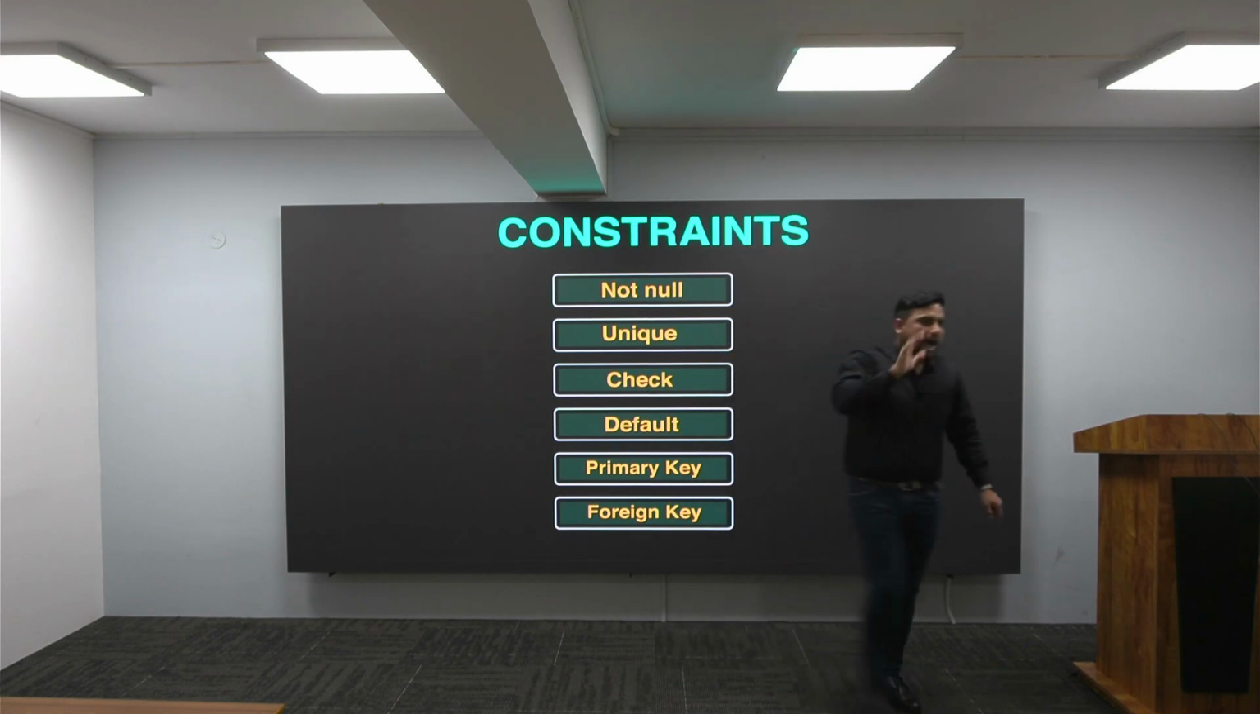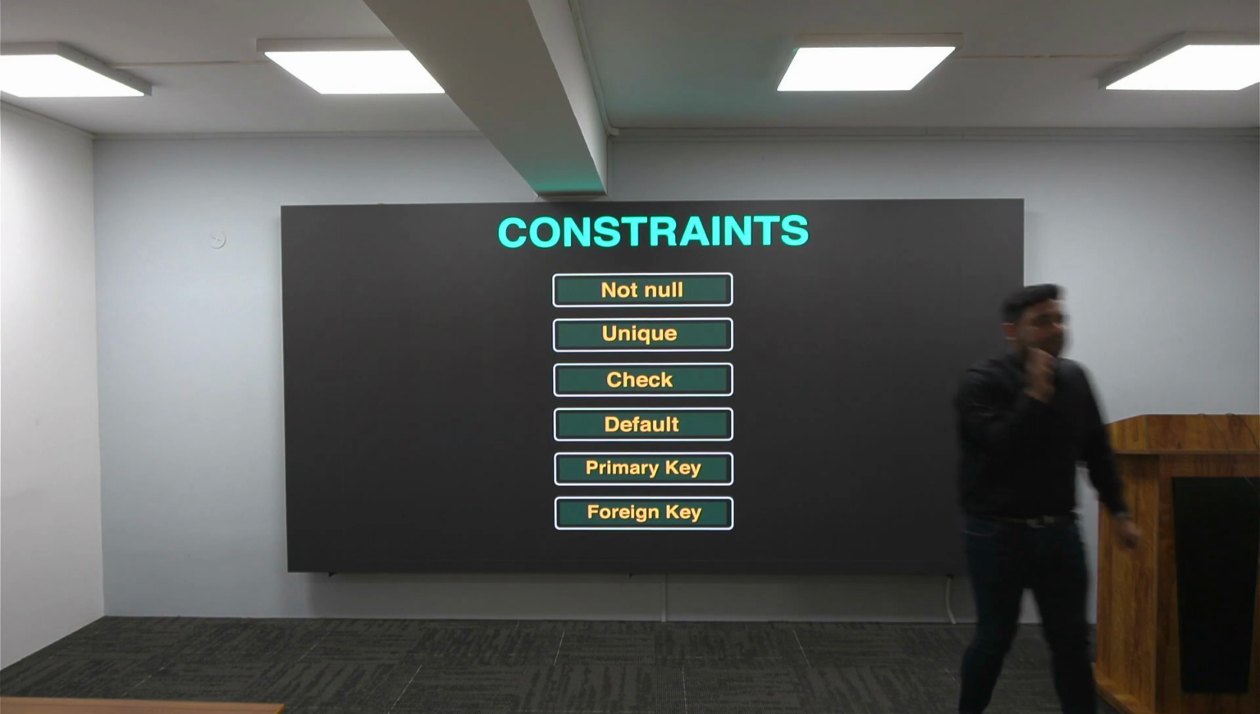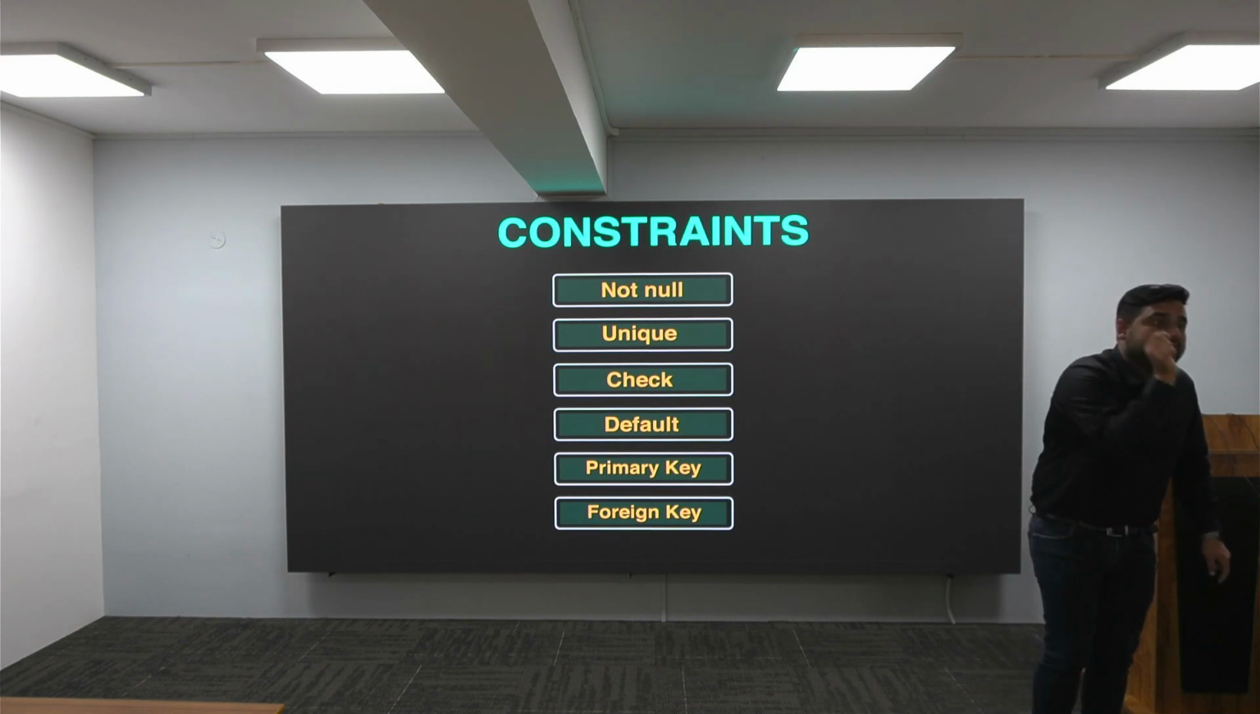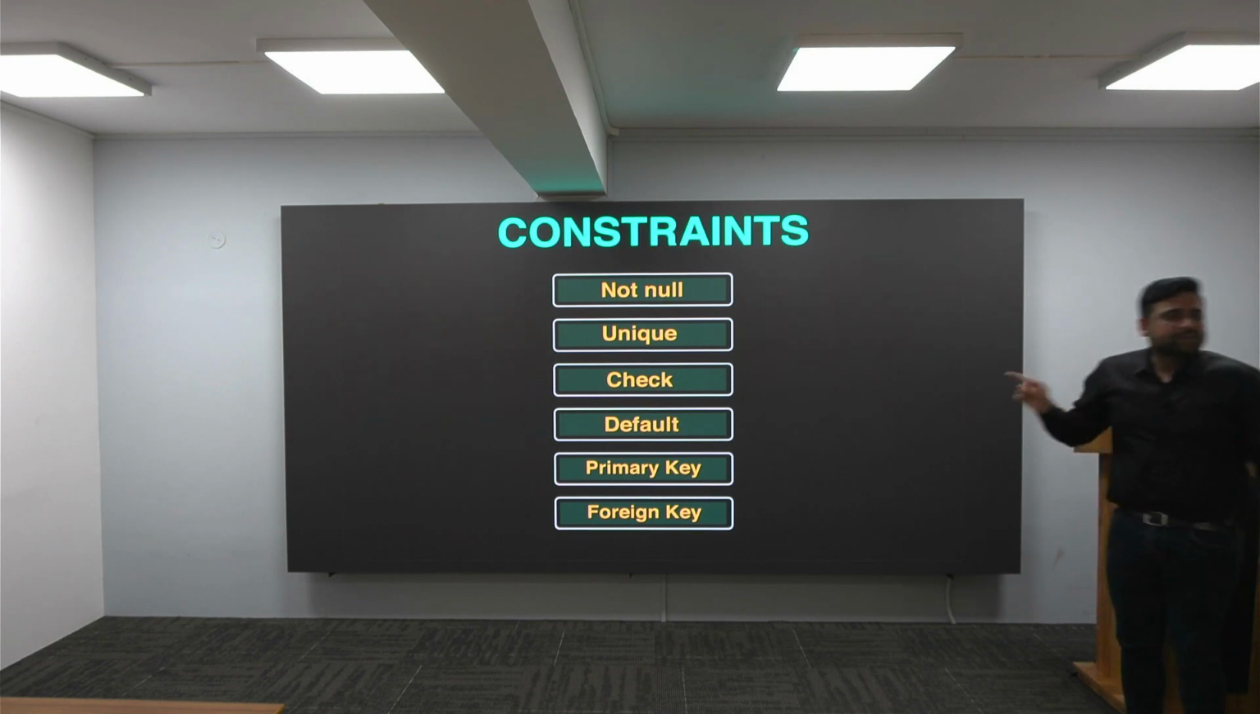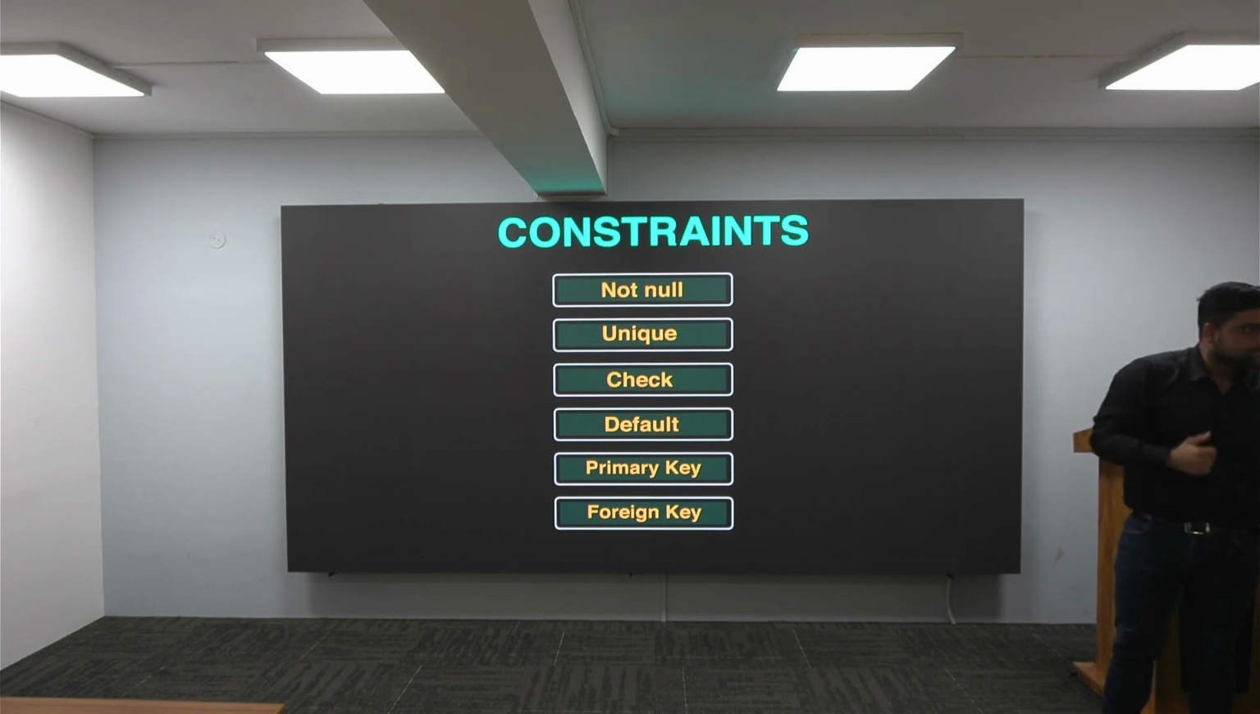So now after default, we have something called primary key. And what is primary key here? What is primary key? Think about what you have learnt.